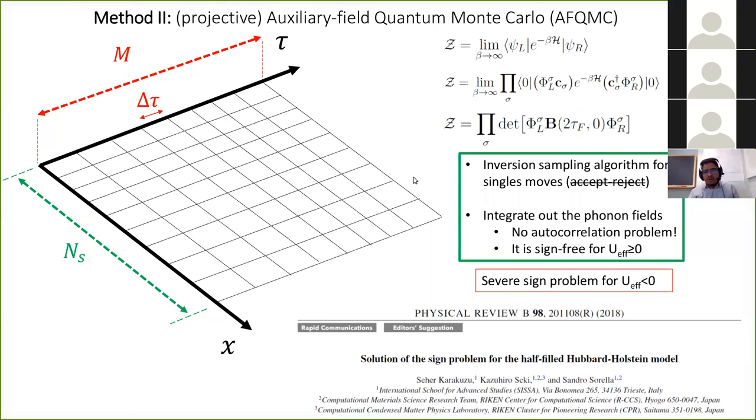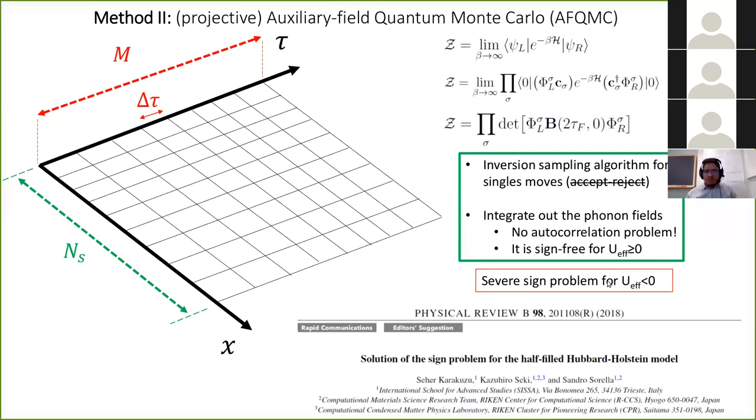I also will not discuss the details, but the point is that doing an argument very similar to the one that Professor Assad presented for long-range Coulomb interaction, here we can work with complex fields and integrate out the phonons, and then we can develop a sign-free code. The problem is that the sign-free code works just for this effective U, which as I told you is an important parameter, larger or equal to zero.